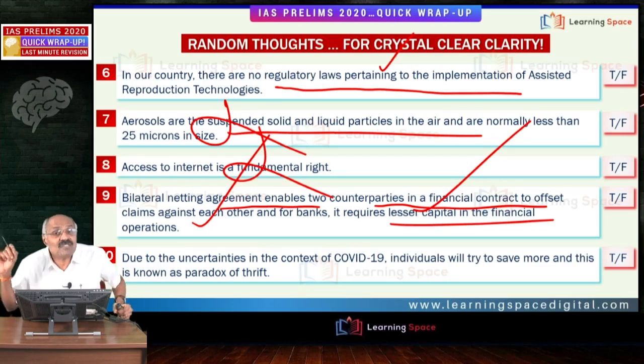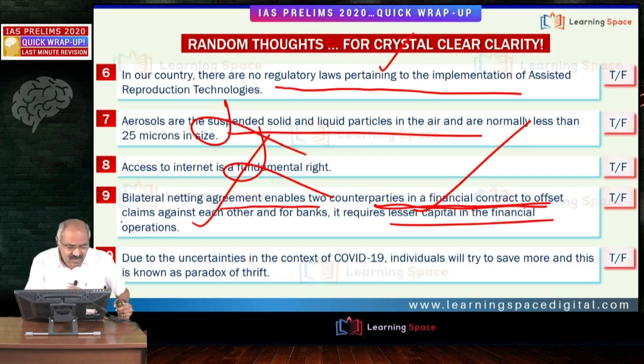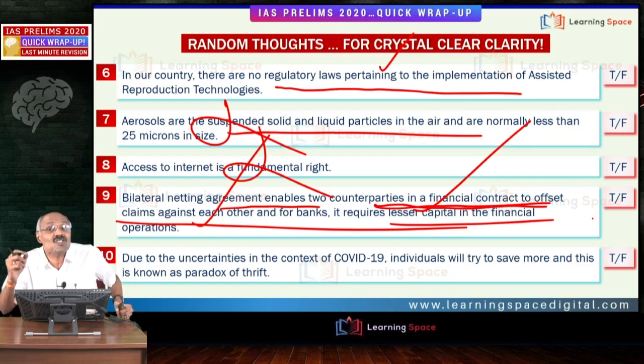So this is offsetting the financial claims. Such a thing is allowed through bilateral netting. Because of that, what happens? Banks require lesser capital for expanding their operations, so it will facilitate banks' expansion of operations. I hope you got clarity. So friends, this is in the news. Please keep in mind, in bilateral netting between the two counterparties in a financial contract, they offset claims against each other. Because of that, the liabilities are adjusted, and that is known as net claims.